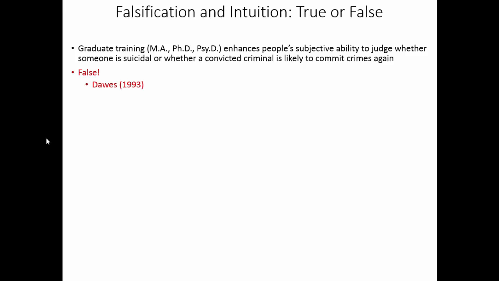Based on evidence, the answer is false. Whether you have a master's or a doctorate, it looks like people don't get better at judging whether someone's suicidal, and they don't get better judging whether some convicted criminal is likely to commit crimes again in the future. Based on data, you don't get better with that with graduate training.